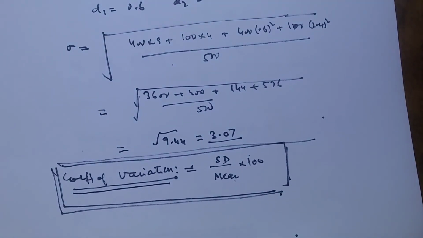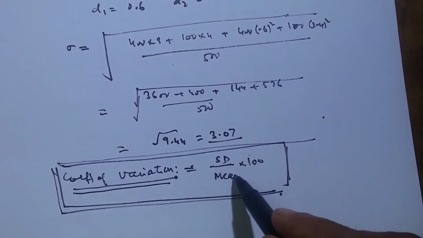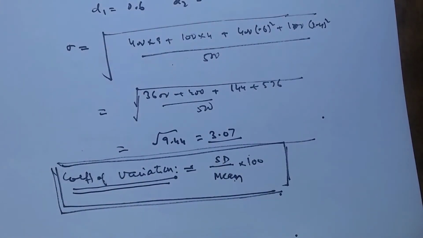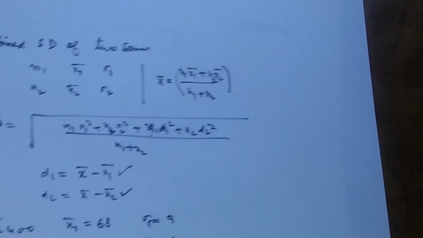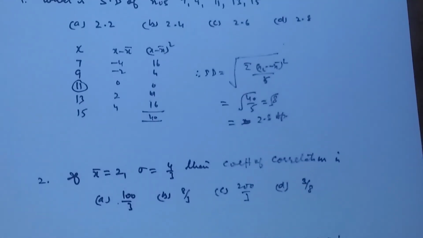Now another coefficient which we talked about is called the coefficient of variance. This is standard deviation divided by mean into 100. Whenever we want to compare the consistency of two data sets, we usually use this coefficient of variation. It is without any unit, and it is always in percentage. Now let's do the questions that were asked in the NDA examination.